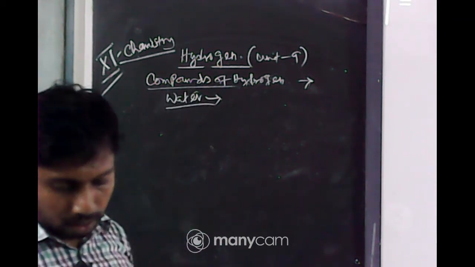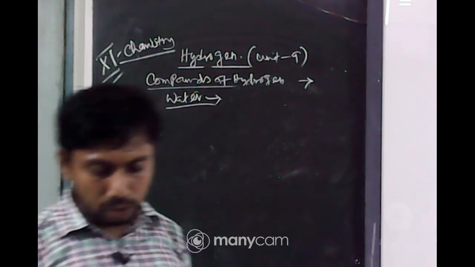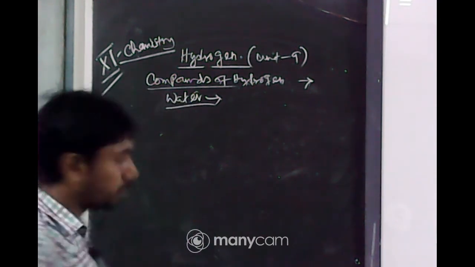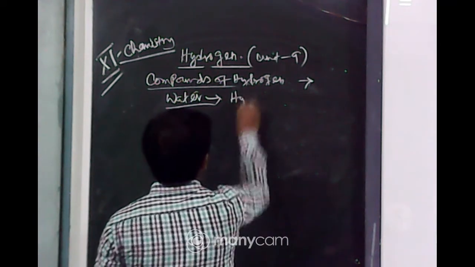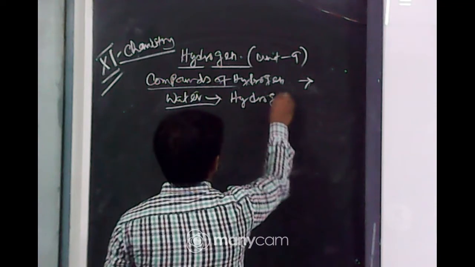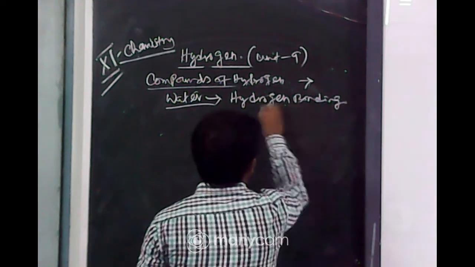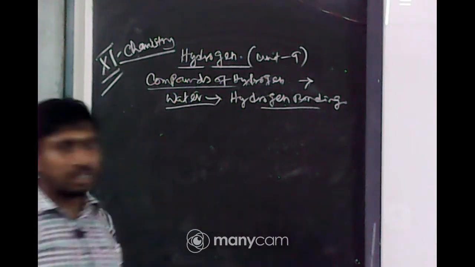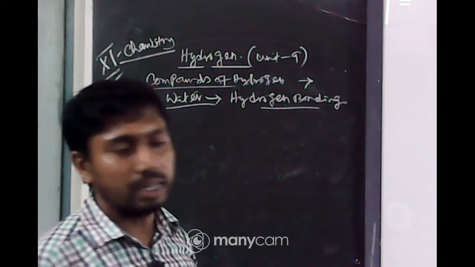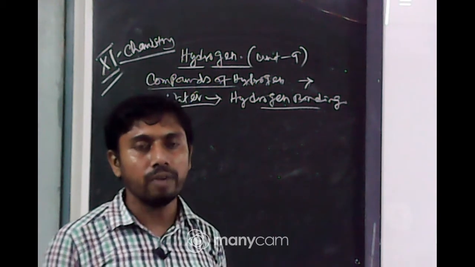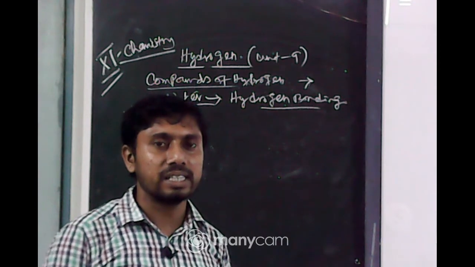Next one, that is hydrogen bonding in ice and water. Ice floats on water, and we know it is due to the lower density of ice than that of water. But why is it less dense than water?